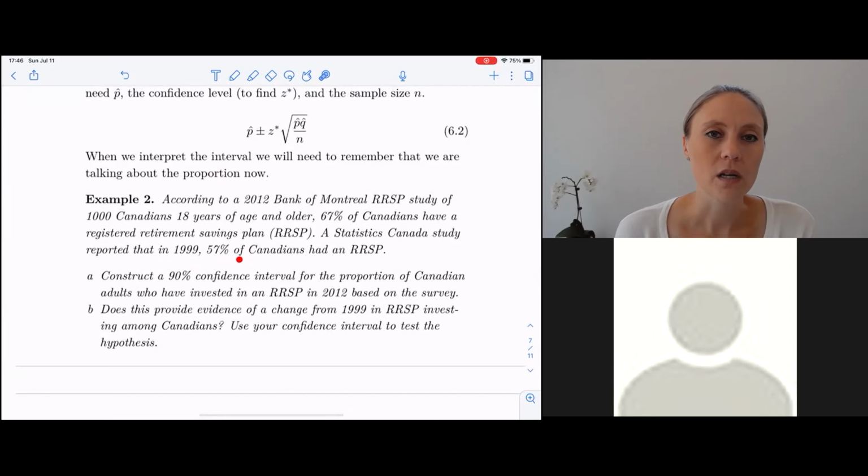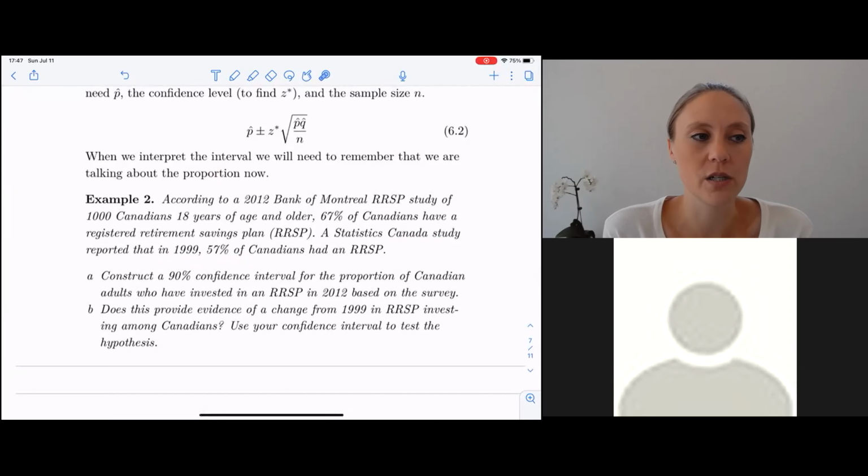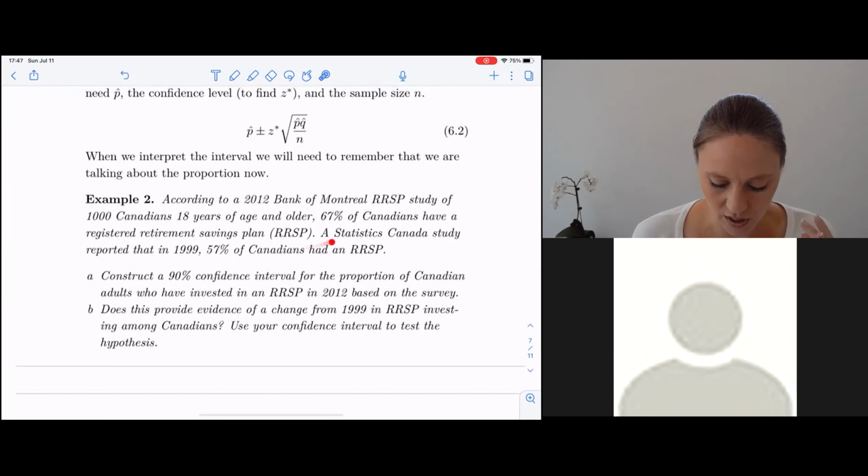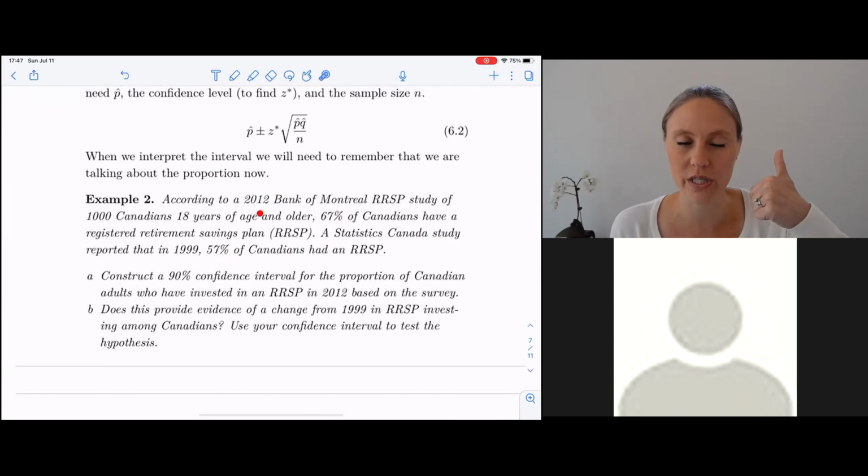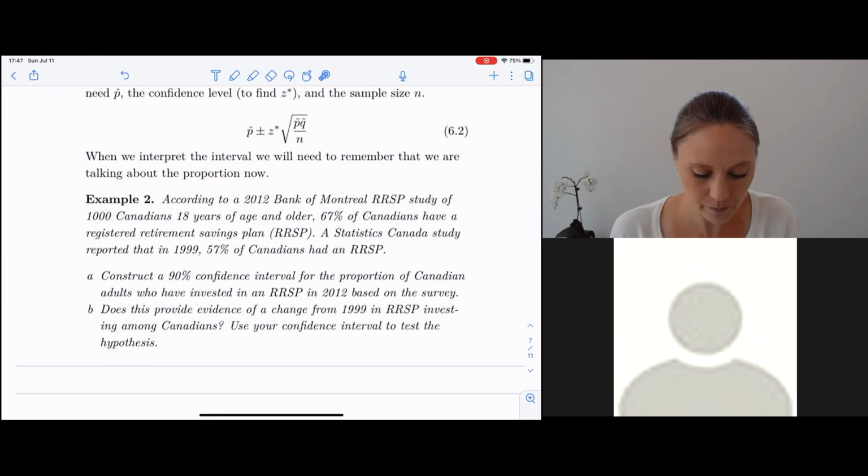Okay, so the first thing I want you to do is read the entire question, and we'll read it together. But then the next thing I want you to do is read the question and try to figure out what's your sample size, what's your sample proportion. Sometimes you'll have to calculate the sample proportion, or in this case, it's been given to us. And so there are kind of two ways that I could give you the information.